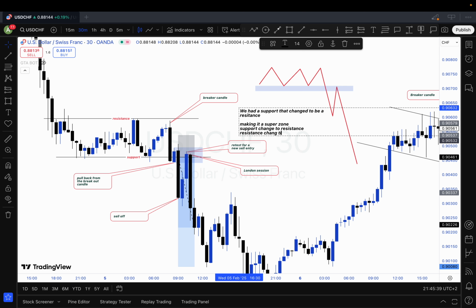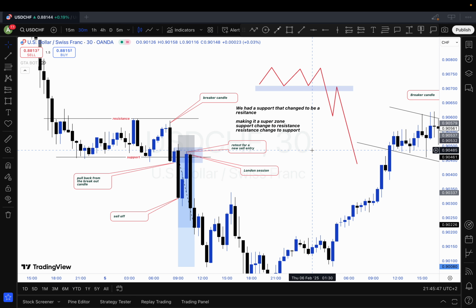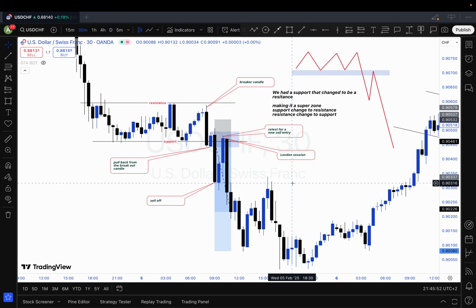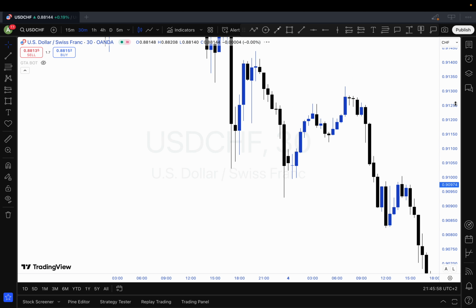Resistance change to support. All right, so this is a very good insight when you're looking at it this way. So I believe that we've gotten something great here. Let's check another example.